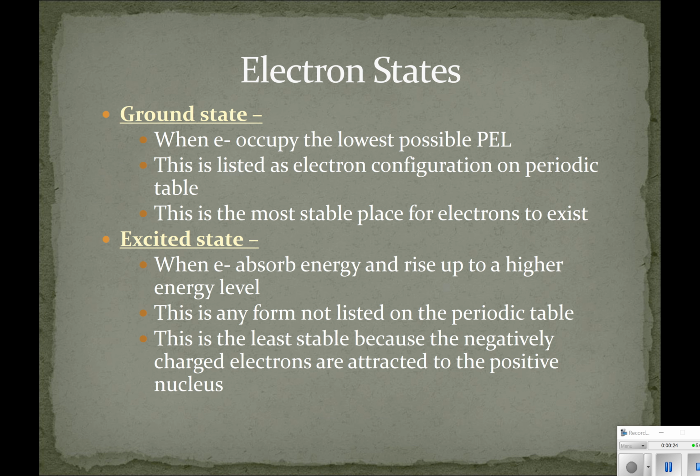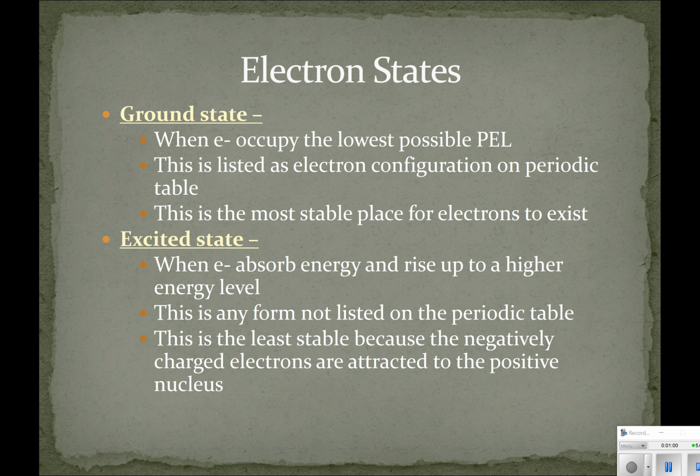The ground state is when electrons are occupying the lowest possible principal energy level. It's the most stable place for electrons to be, and this is the configuration that we find on the periodic table. Relatively straightforward here. Now the excited state is when one of those electrons absorbs enough energy to rise up to a higher principal energy level, gaining energy and jumping up to that less stable, so more unstable state. And this is going to be any configuration that's not listed on the periodic table.